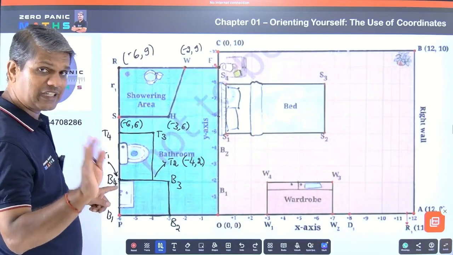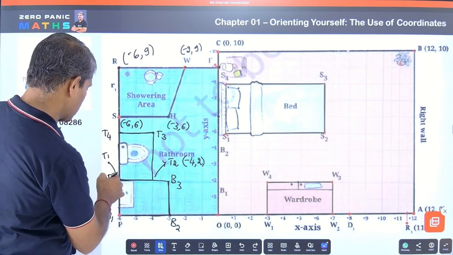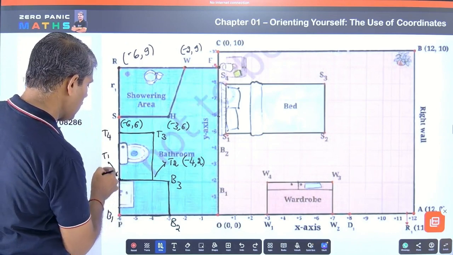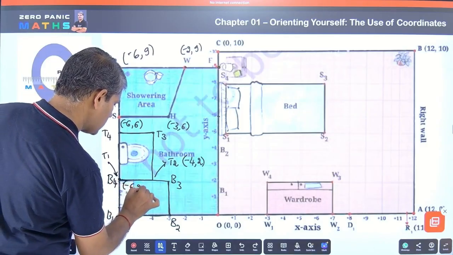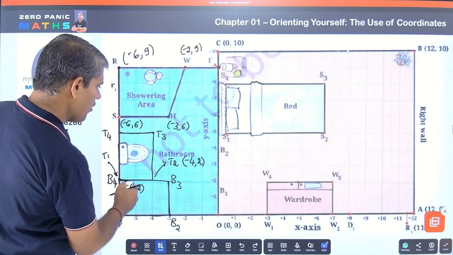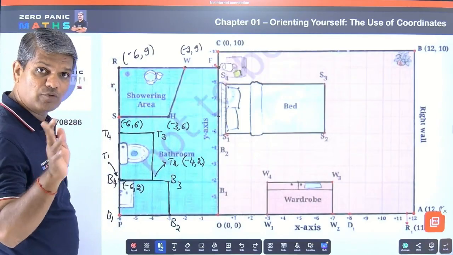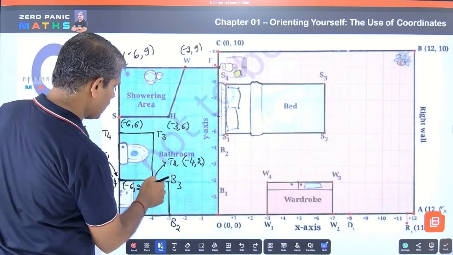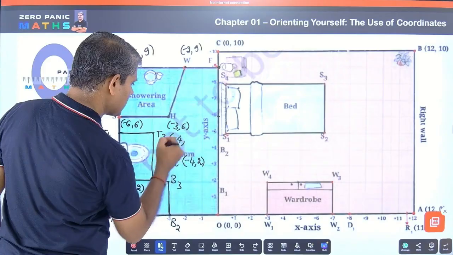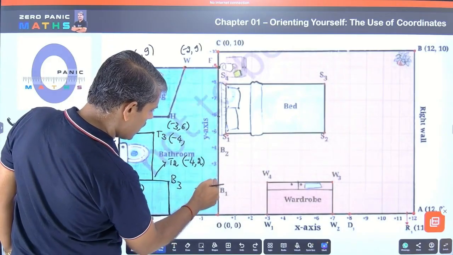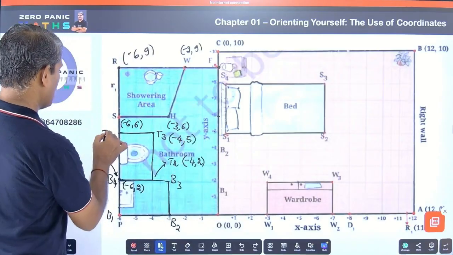I will not write it again. T1 is minus 6, 2, I will write it here, minus 6 and 2 towards the y-axis. T2 is minus 4, 2. You have to make a note of all this. Minus 4 is the T3 x-axis, and towards the y-axis it is 1, 2, 3, 4, 5. It is 5 here. And what is T4?